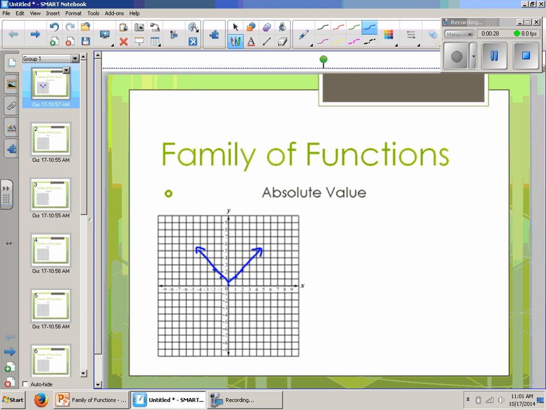What does that equation look like? f of x equals the absolute value of x. So if we see the absolute value bars, then that means we have an absolute value function.